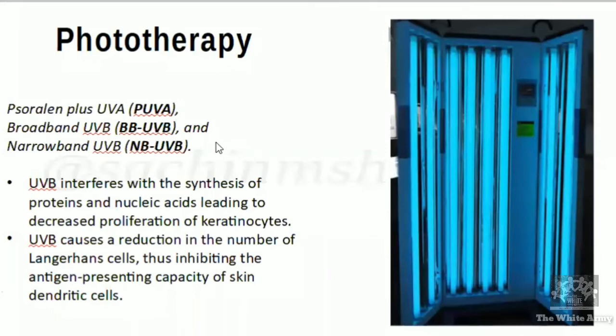UVA and B. So the main mechanism of action of this ultraviolet radiation is they interfere with the DNA synthesis. They interfere with the synthesis of proteins and nucleic acids, and so DNA synthesis is reduced. So there is decreased proliferation of keratinocytes as well as the inflammatory cells. And Langerhans cells, these are nothing but the antigen processing cells in the skin, APCs. Even the number of Langerhans cells is reduced with ultraviolet radiation. Because of this, there is improvement of the skin lesion.